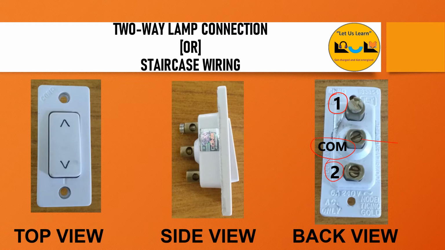The main supply is connected to this common, and from common it may be connected to 1 or it may be connected to 2. When the switch is in the on position of 1, the supply is given to this terminal. When the switch is on to terminal 2, the supply will be given to terminal 2. So like this the switch will operate. This symbolic representation shows that it is a two-way switch. In some other cases, a double line will be given in the switches. So this is the top view, side view and back view of the two-way switch. It has three terminals.